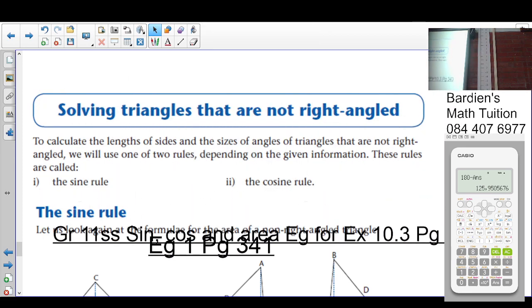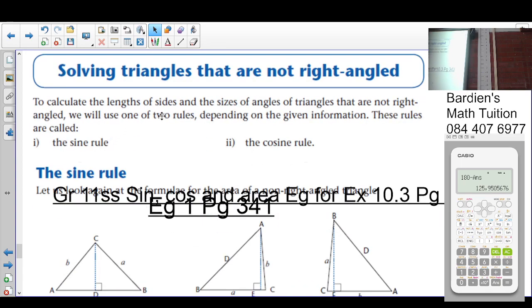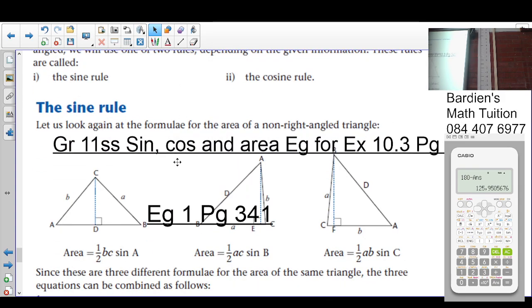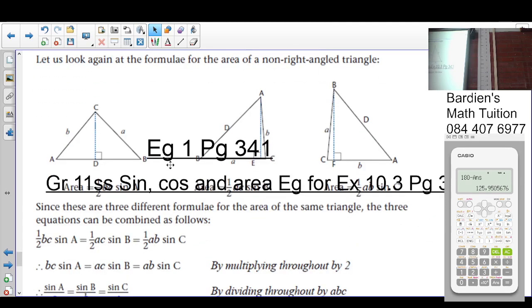Okay, so solving triangles that are not right angle triangles. The lengths of the sides and the size of the angles of a non-right angle triangle will use one of two rules depending on the given information. These rules are called the sine rule or the cosine rule, sine or cos rule. Okay. So the sine rule is derived from the area rule.